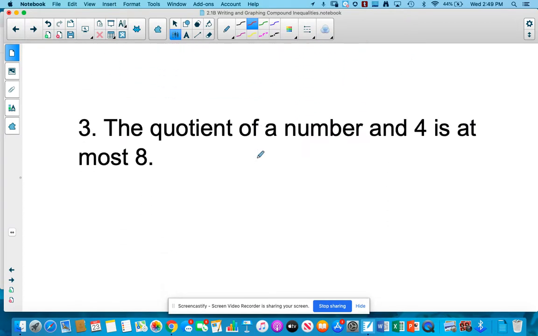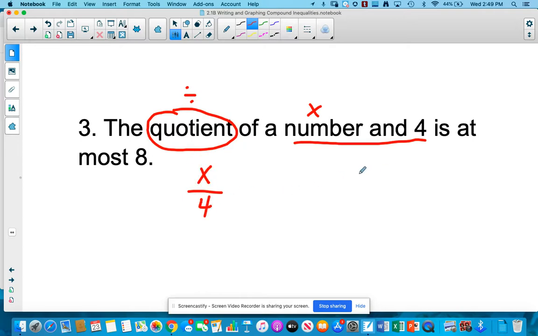All right, let's look at question 3, the quotient of a number and 4. So quotient means we are dividing a number and 4. So dividing two things. If we don't know what a number is, we're going to put an X there. So I'm dividing something, a number and 4, is at most, okay, here's your inequality, is at most 8. So I'm comparing x over 4 is at most 8, meaning this over here can't be bigger than 8. So x over 4 is less than or equal to 8.